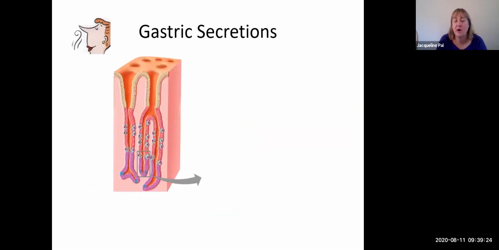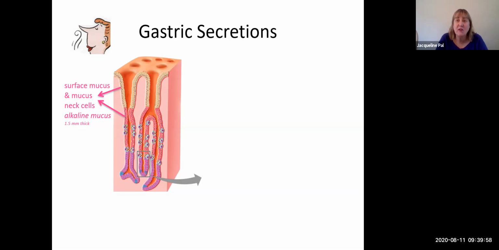All right, let's talk about what those gastric secretions are. So let's blow up one of these pits and let's talk about different cell types. So those whitish and those light pink cells, they are both mucus cells. The whitish ones are the ones on the surface, and the pink ones are the ones down in the neck of the gland. And they both secrete mucus that is alkaline. In other words, it has a high pH.